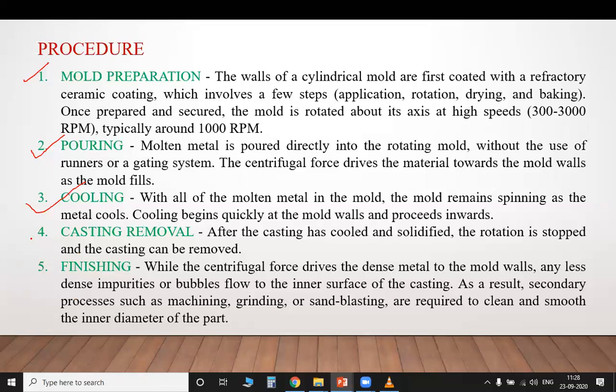Clear? So casting removal. After the casting has cooled and solidified, the rotation is stopped and the casting is removed. So the finishing: while the centrifugal force drives the dense metal to the mold walls, any less dense impurities or bubbles flow to the inner surface of the casting. As a result, secondary processes such as machining, grinding or sandblasting are required.